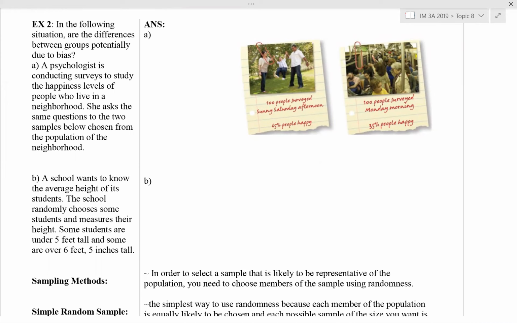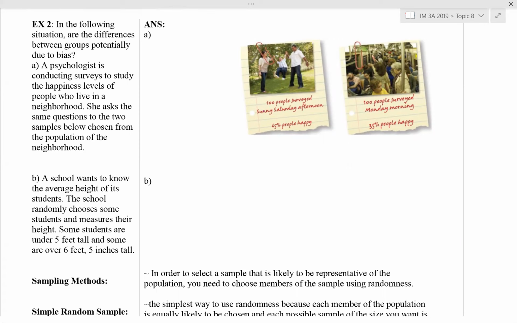So for A, we have a psychologist that's conducting surveys to study the happiness levels of people who live in a neighborhood. She asked the same questions to the two samples below, chosen from the population of the neighborhood. So the first sample is 100 people that were surveyed on a sunny Saturday afternoon. 65% of those people said that they were happy. The second sample contains 100 people who were surveyed on Monday morning. 35% of those people said that they were happy. And so we want to know, is there bias in this study somehow, right?